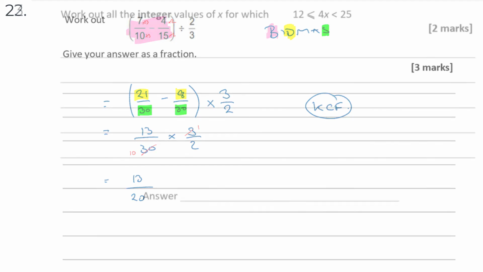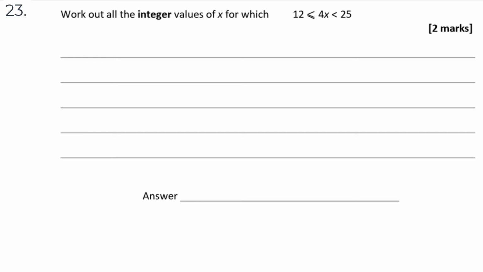What's my final answer? Work out all the integer values of x for which 12 is less than or equal to 4x, which is less than 25. Okay. I think what I'm going to do is just divide everything by 4 to start with. Divide by 4, divide by 4, divide by 4.